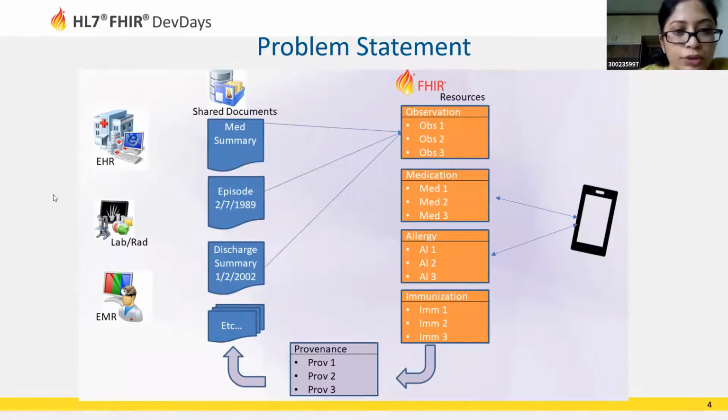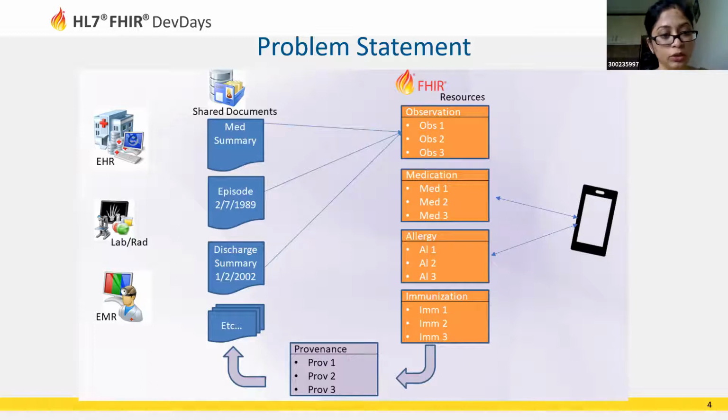So the problem statement for today's discussion was that if you see in different markets across North America or European markets, traditionally the documents get shared via CDAs, be it from the EMR, across different departments in the hospital, or across different enterprises in an integrated delivery network, or via a healthcare information exchange. CDA documents have been used actually as a source of truth for multiple healthcare information related to the patient.